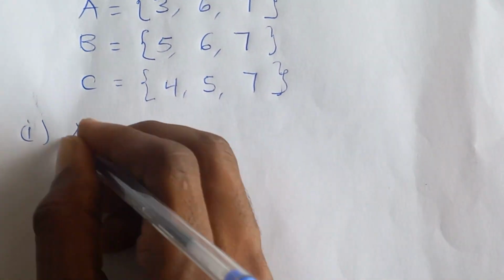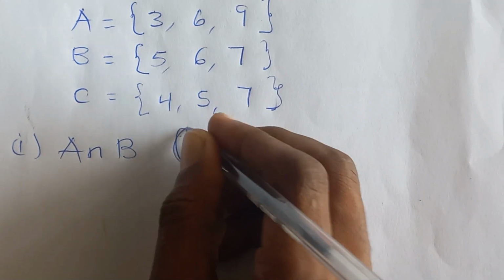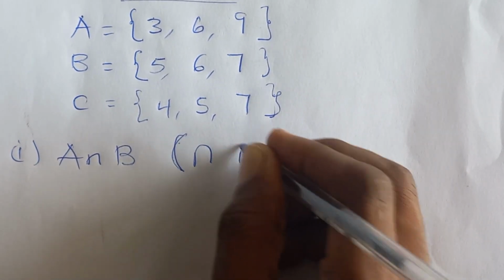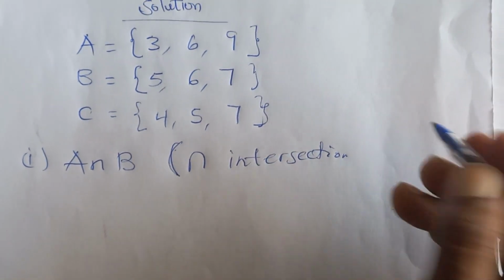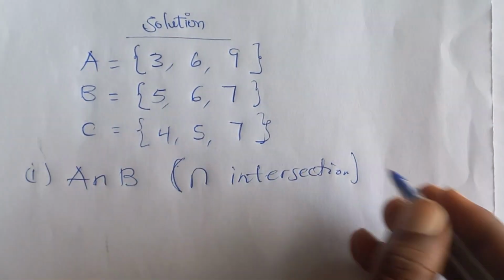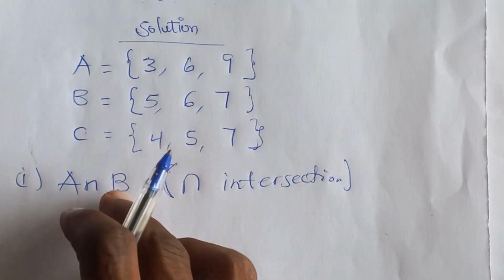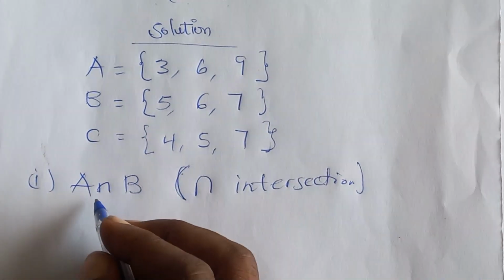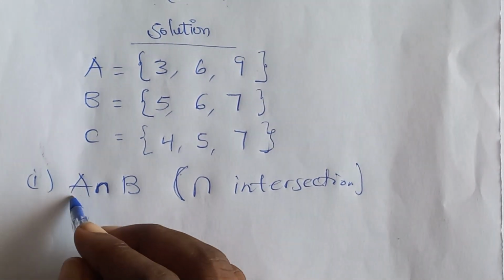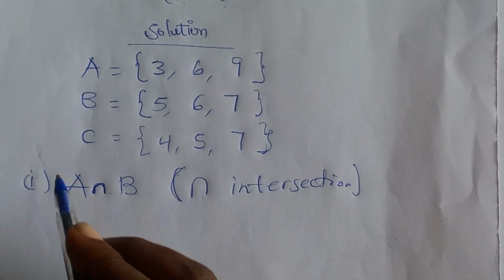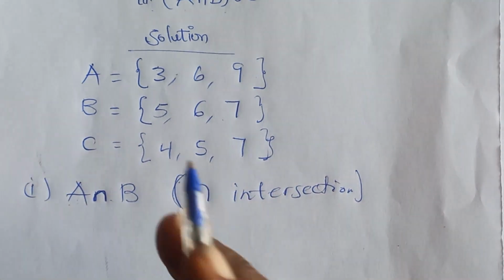It says A intersection B. Don't forget, this symbol means intersection. Intersection simply means elements you find in both sets. So for this case, the elements that we get in both A and B, that's what we call intersection.